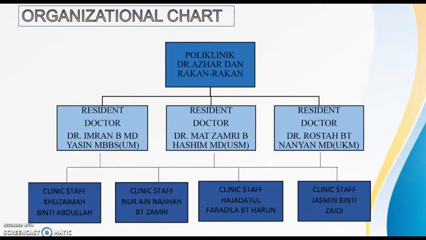The polyclinics have 3 resident doctors and 4 clinic staff. As there are 3 branches of polyclinic in Changlun, the doctors take turns and rotate their schedules to be on duty. There will be 1 doctor in each of the polyclinics at one time. The clinic staff clearly know all the procedures and the important information of the patients from the stage of registration until the stage of payment.